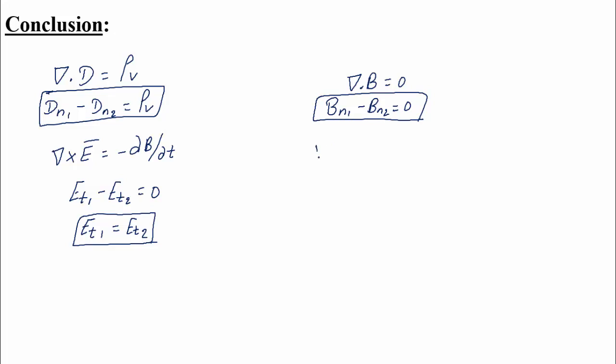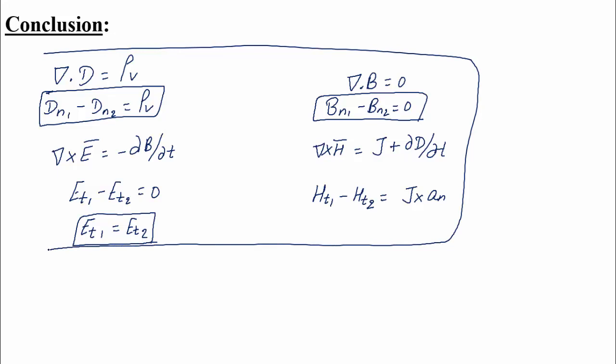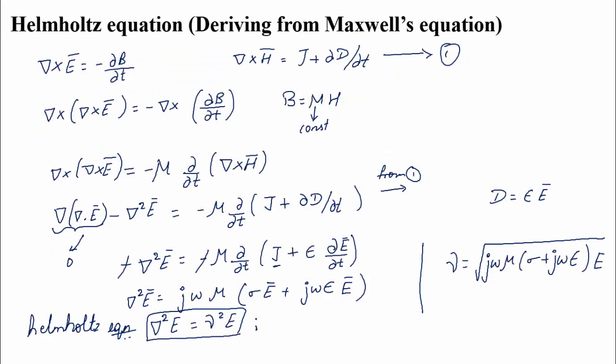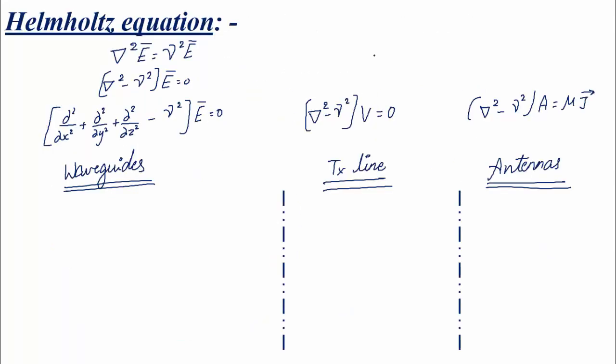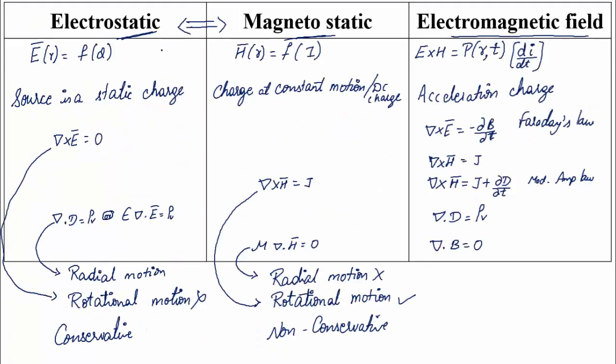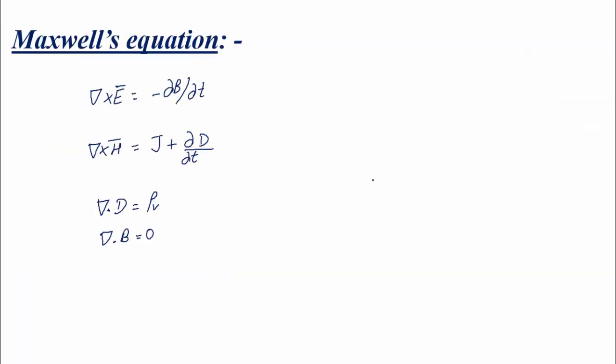Another form of Maxwell's equation is curl H equals J plus dou D divided by dou T. That tells that H tangential 1 minus H tangential 2 equals J cross the propagating vector, that is AN. So this entire thing is very important. Please go through it. The main thing is you have to focus on this equation. And one more thing: for waveguides, what is the equation you are going to make use of? For transmission lines, what is the equation? For antennas, what is the equation you should know? So this table is very important. Please take a snapshot of it.